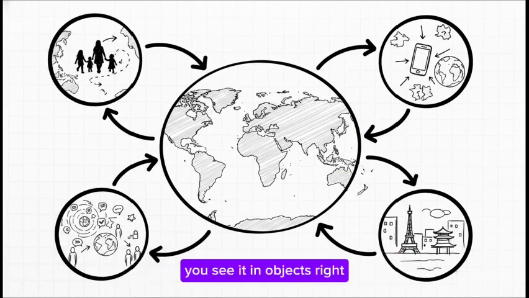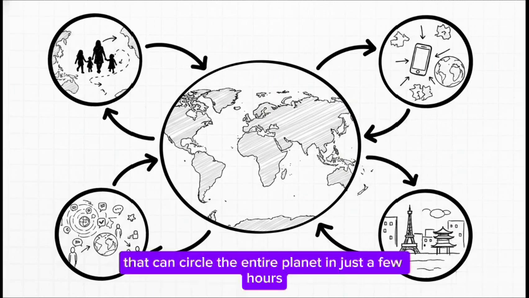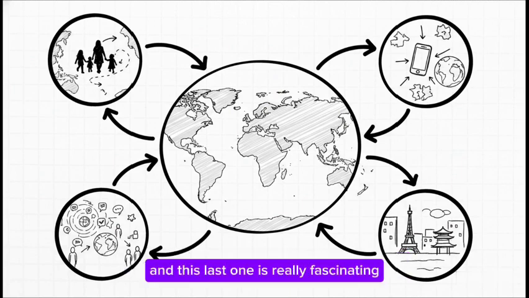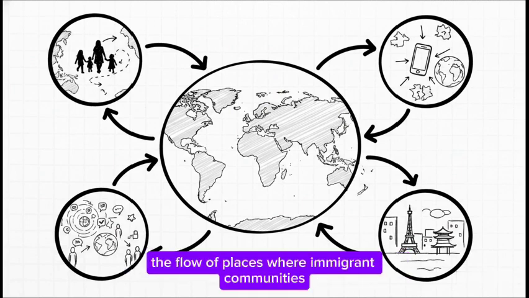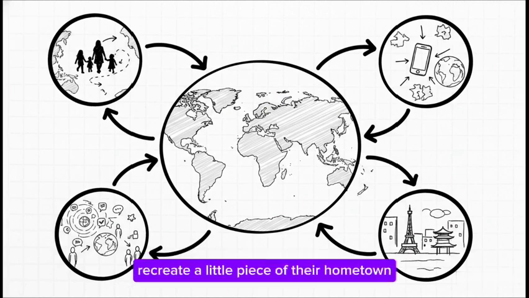You see it in objects, right? The iPhone in your pocket is a perfect example of a complex global dance of parts and assembly. You definitely see it in information, like a viral video that can circle the entire planet in just a few hours. And this last one's really fascinating, the flow of places, where immigrant communities recreate a little piece of their hometown thousands of miles away.